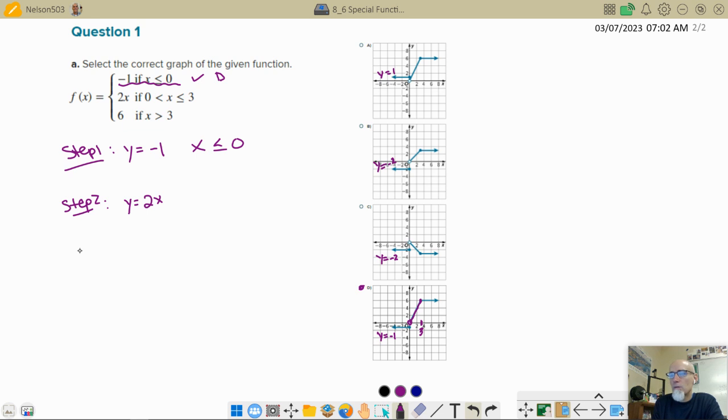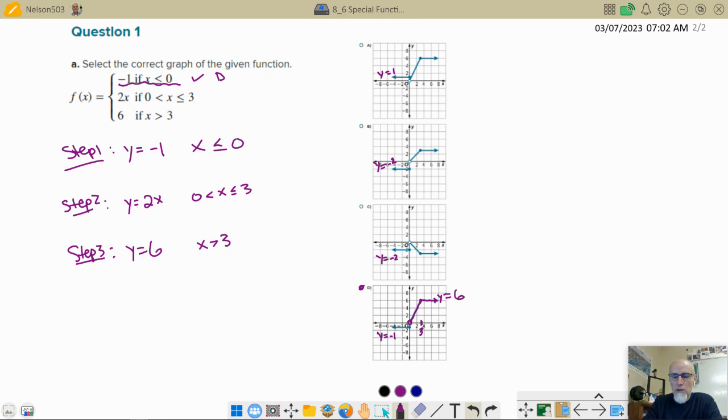And then our last function, step 3 here, would be to graph y equals 6. Okay, so we were going between 0 and... oh, shoot, that's not equal to 0 and less than or equal to 3. And then we were going for x greater than 3. So y equals 6. Yes, y equals 6 would be a horizontal line right there. That's y equals 6. So definitely this function over here.